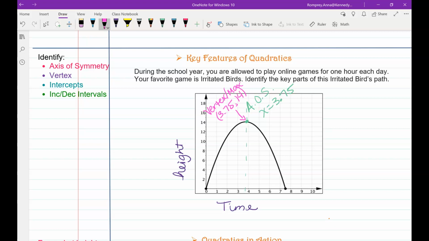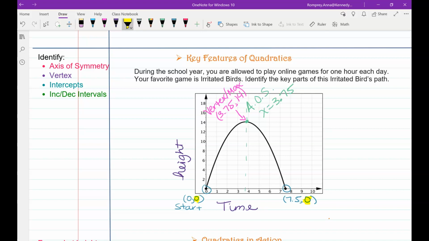All right, now let's look at the intercepts. So we have our intercepts at 0, 0. So our starting time. And the irritated bird lands after 7.5 seconds. I'm assuming seconds because minutes is a way long time to be in the air. So 7.5 seconds. So notice our x-intercepts, the y value is always 0 because that's where it reaches the x-axis. So this tells us it took our bird 7.5 seconds to land.